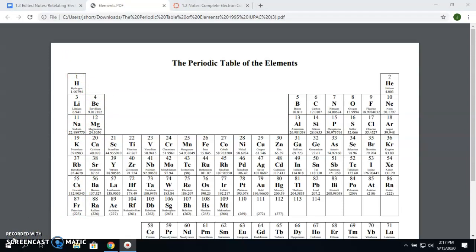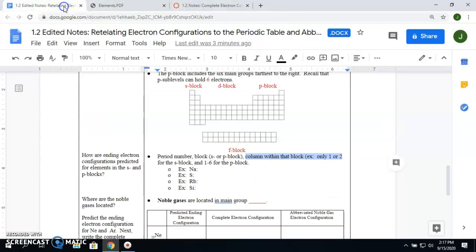Sorry about that. I had to hit pause because there was an announcement over the loudspeaker. So we're talking about sodium. Sodium we would predict would end in 3, third period, S block, and 1 because it's in the first column of the S block. So let's go back and take a look at this. Our prediction is that it's going to end in 3s1. Now here's the complete electron configuration for sodium. And you can see in fact that it does end in 3s1.